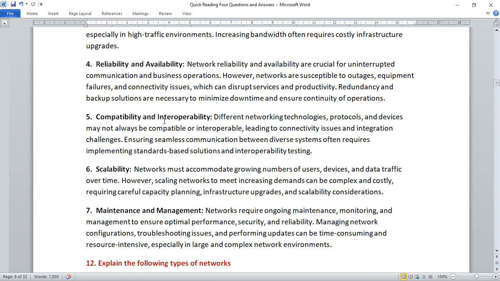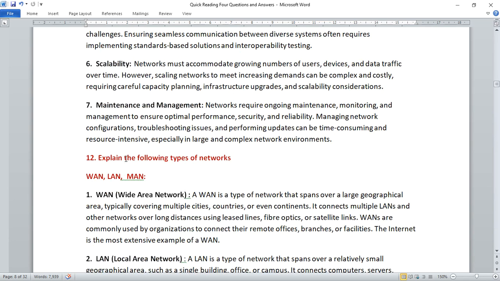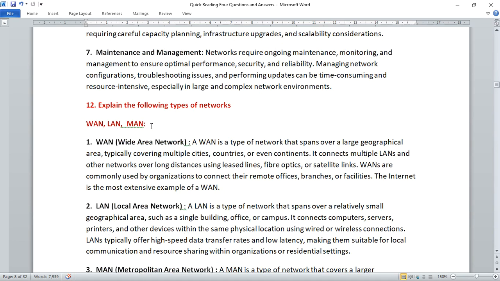Then we have compatibility and interoperability. Here you're talking about one gadget not working with another gadget, that is compatibility. Then interoperability, here we are talking of different networks not really merging with each other. Then we have scalability, that is expandability. Probably you cannot hotspot more than 5 gadgets, but you are 10. So you can see that is scalability. There is no way you can expand the network. That is a disadvantage. Then maintenance and management, it is costly.